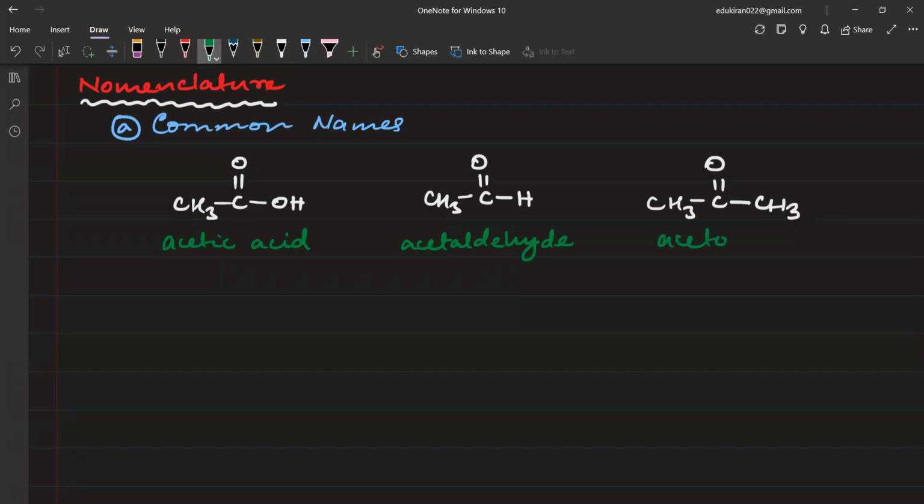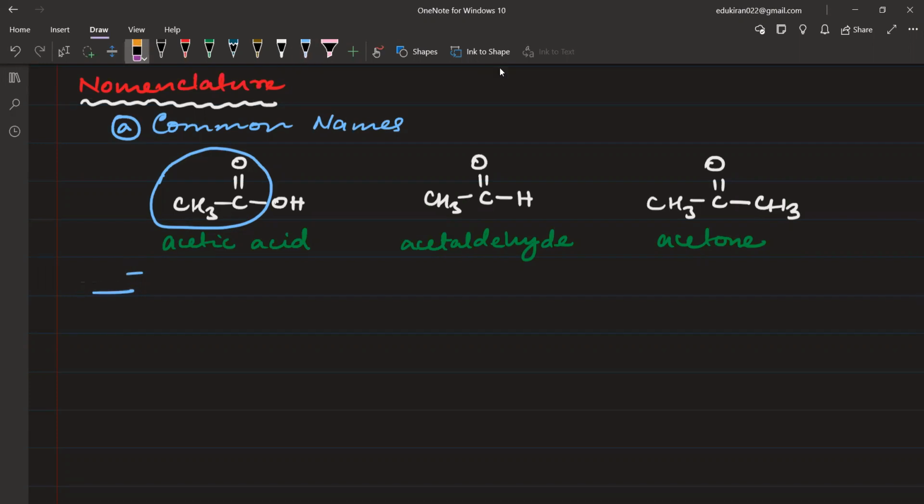This is acetone. Some people get confused that acetic acid has two carbon atoms, acetaldehyde has two carbon atoms, so why does acetone have three carbon atoms? You don't have to remember it in terms of carbon atoms. You have to remember it as a fragment. So this fragment is ACET. If it is having OH, then it is acetic acid. If it is having only hydrogen, it is acetaldehyde. If it is having CH3, then it becomes a ketone, so it is acetone.